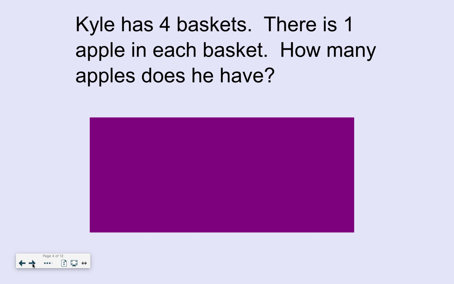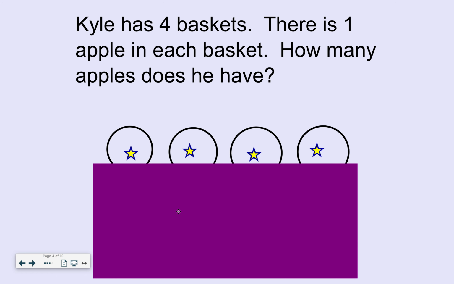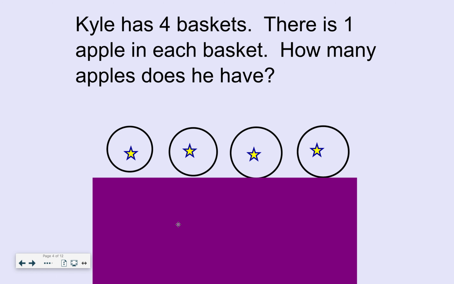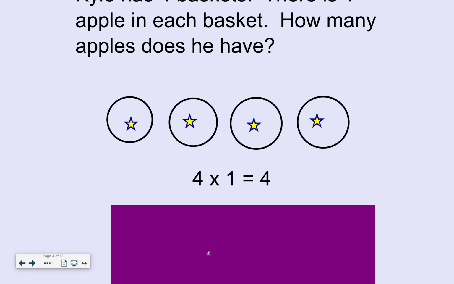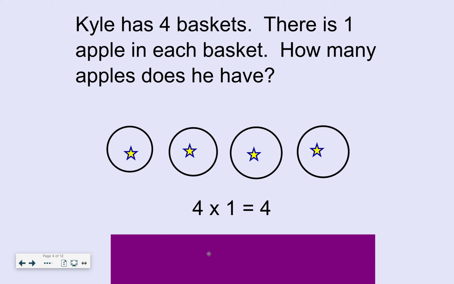Here's another example. Kyle has 4 baskets. So go ahead and draw your 4 baskets. There is 1 apple in each basket. How many apples does he have in all? So our picture looks like this. There are 4 baskets. There is 1 apple in each basket. But the problem this time that I'm actually showing is 4 groups of 1. 4 times 1 is 4.